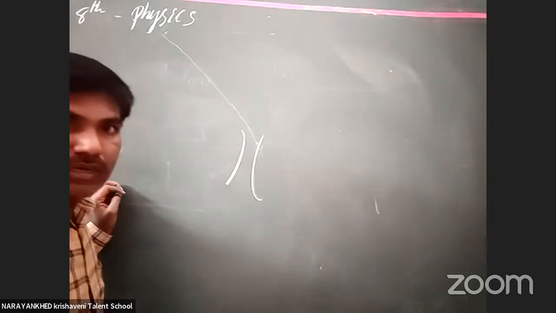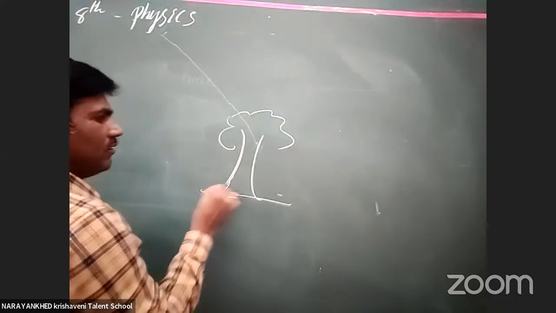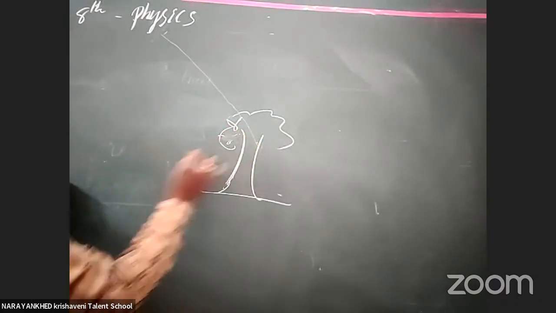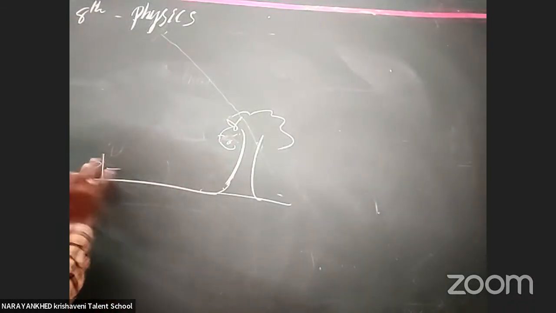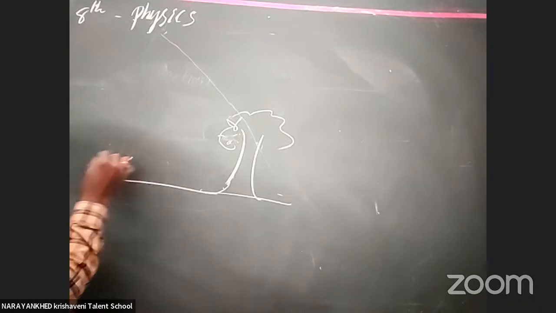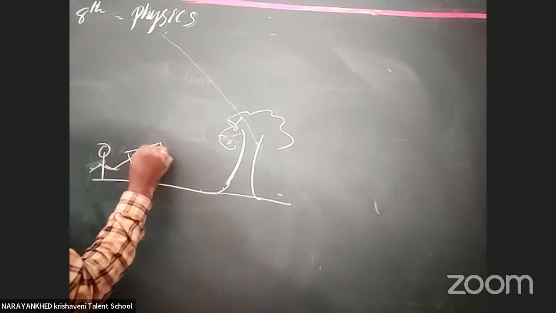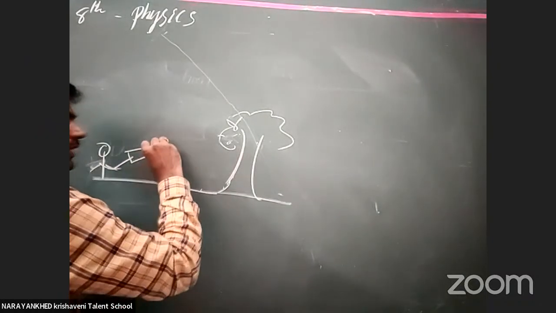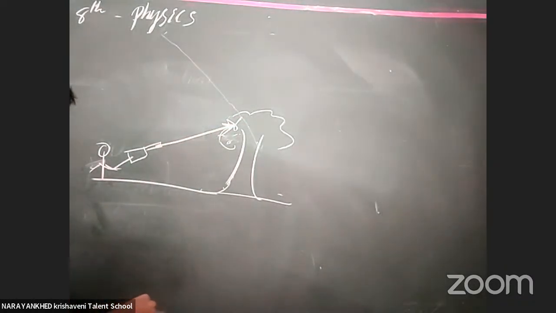In that, we took a tree. On this tree there is a monkey or a bird. A hunter takes a rifle and delivers the bullet. When he delivers the bullet, he takes the target in a straight line. It may not hit the bird. Clear or not? Yes, why?